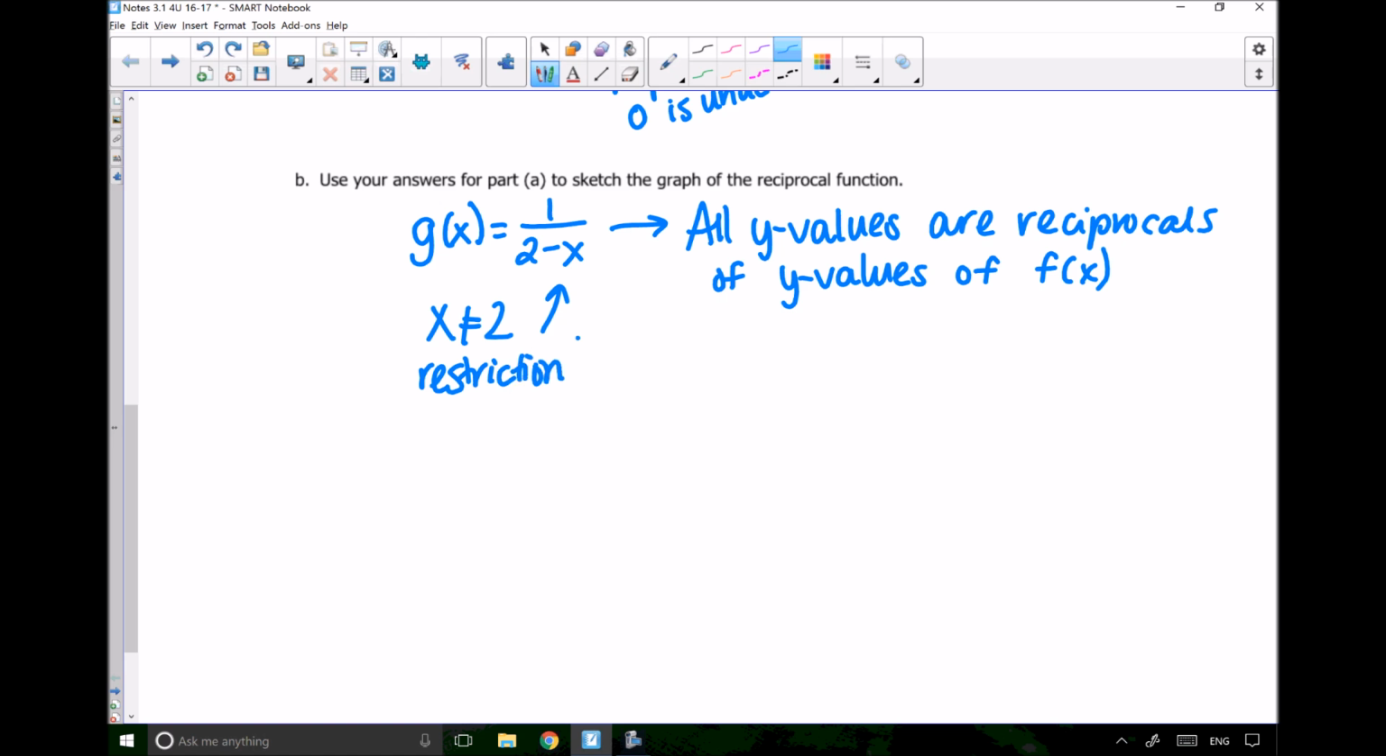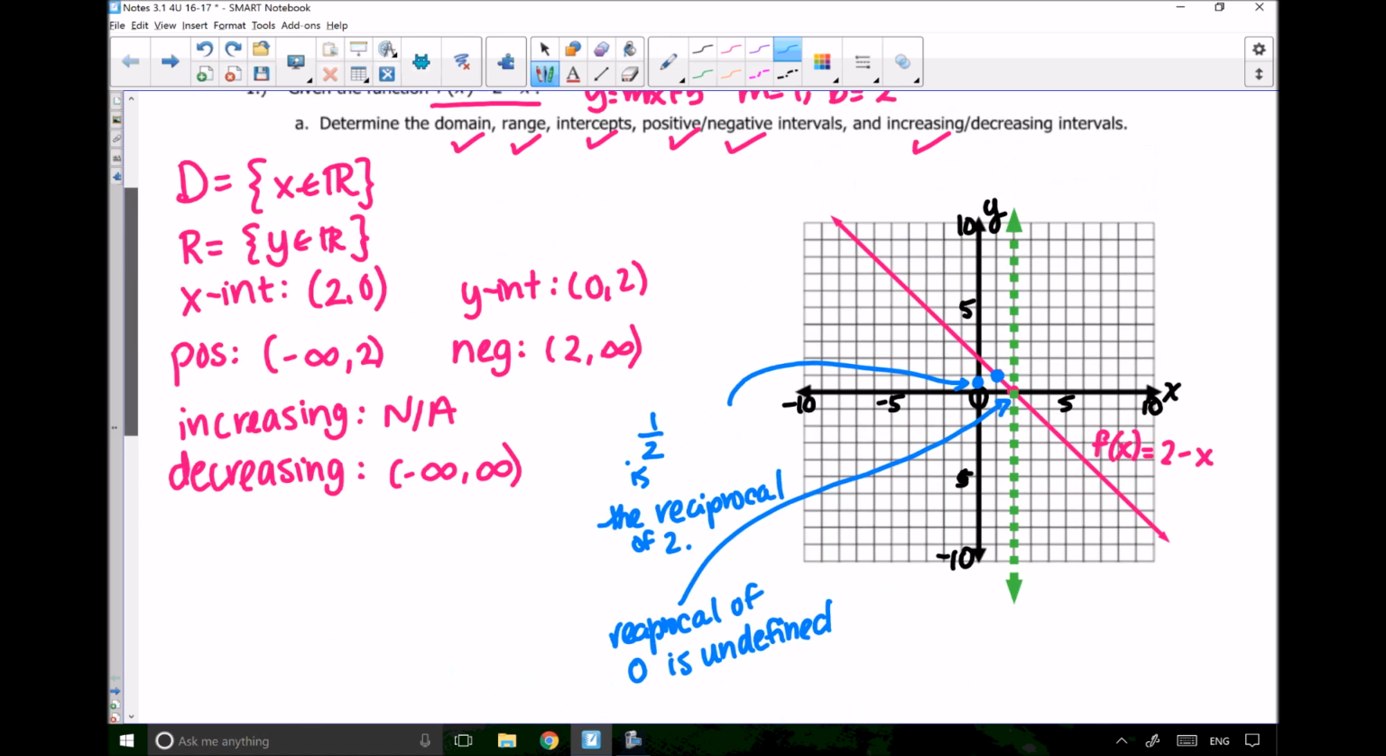Okay? So essentially, wherever my root is for my original function, my reciprocal function will have an asymptote there. Okay? So now that I figured that out, I also know right here that if this y value is -1, the reciprocal of -1 is -1. And here my y value is -2, so the reciprocal of -2 is -1/2. So I'm starting to get some points.